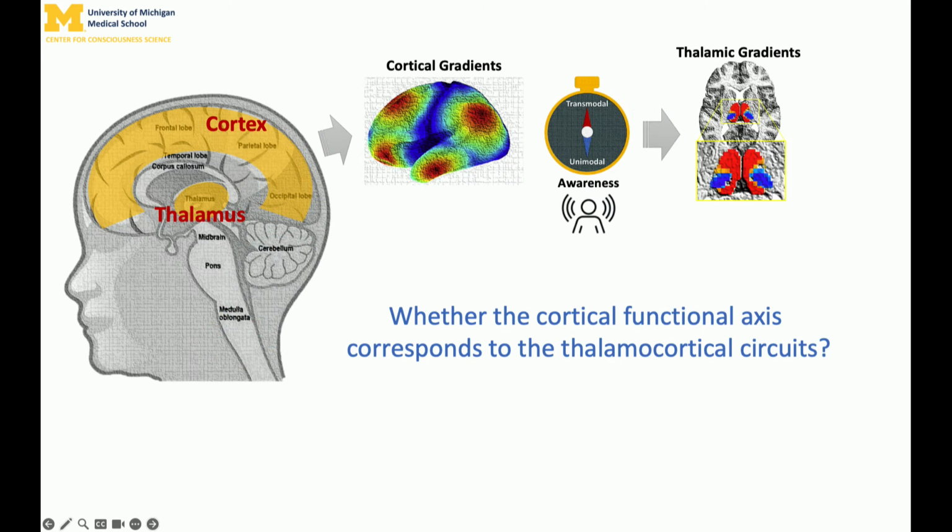To this end, I have discussed how the functional geometry is associated with dimensions of consciousness. The unimodal to transmodal gradient is of particular interest because it shows a major degradation when awareness is suppressed by propofol anesthetics. And considering that thalamocortical circuits have long been recognized as crucial pathways for conscious processing, we asked the question of whether cortical functional axis correspond to the thalamocortical circuits.